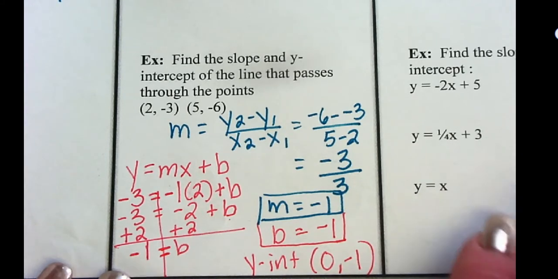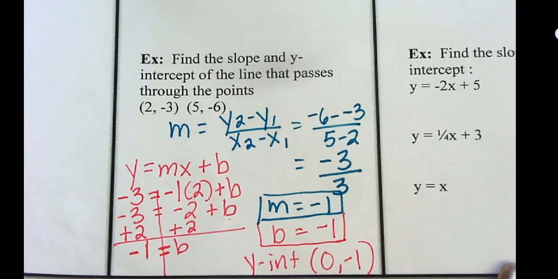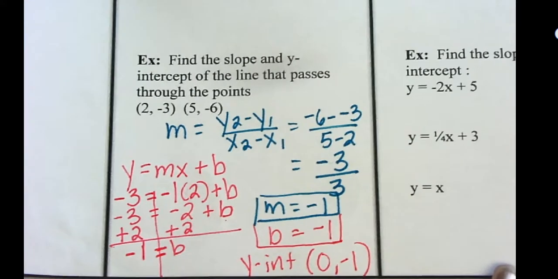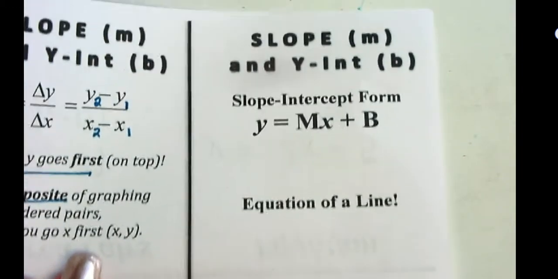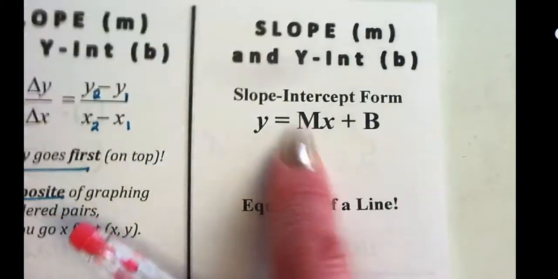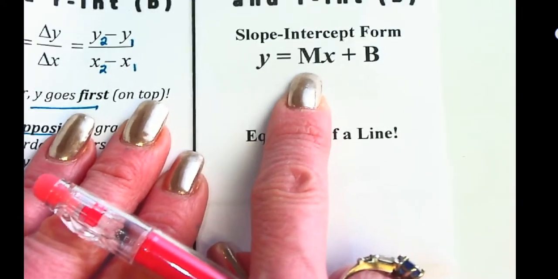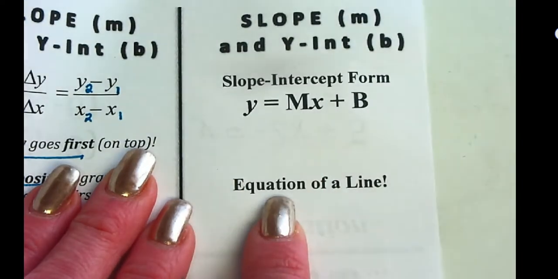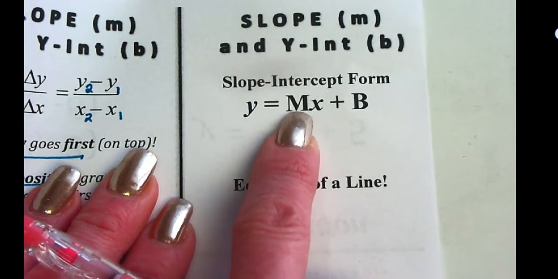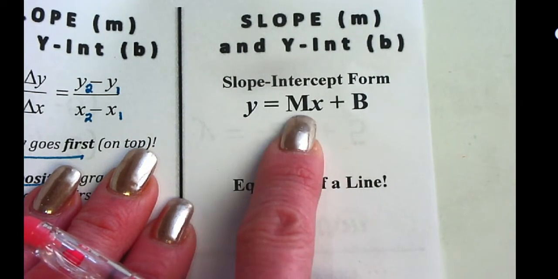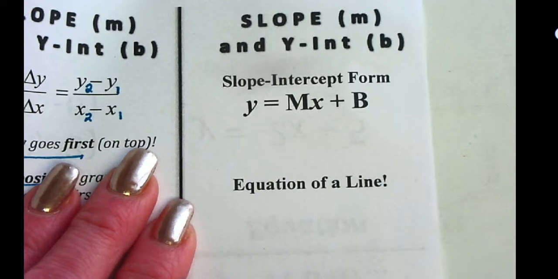Okay, let's look at the last example. Probably the easiest. Find the slope. What does this say? I can find slope and y-intercept from an equation, y = mx + b. That's very easy, because if I know this, all I've got to do is pull out the m and pull out the b. So let's look at the examples here at the bottom.